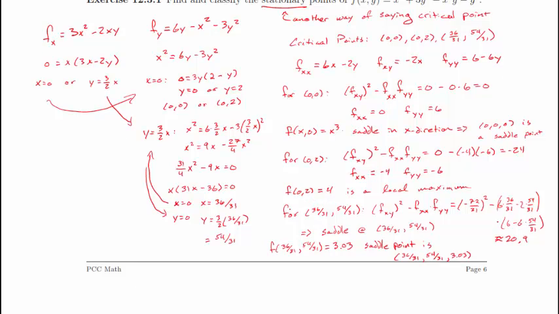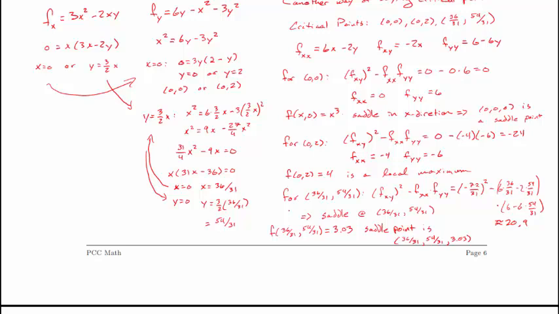Now my last point, (36/31, 54/31), we plug that into our classification equation, f sub xy squared minus f sub xx times f sub yy, and we get approximately 20.9. So this is positive. That tells me right away that it's a saddle point, that we do have changes in z as we go around this point. When I plug (36/31, 54/31) into my function, we get that this equals 3.03.